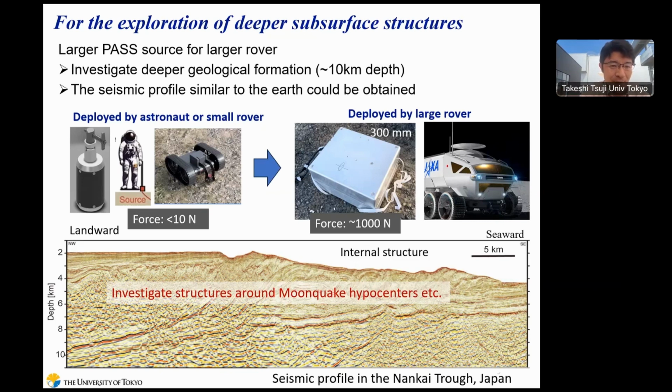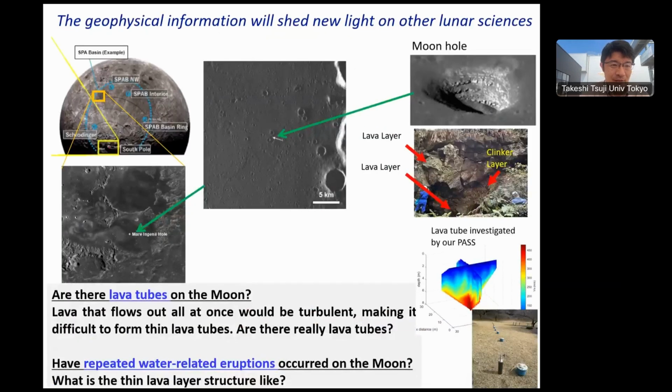Go to the next slide. Maybe the next slide is my final slide. This is another example of the science. My colleague intensively studies the moon hole, where we can observe very clear geological layer structure. But there's a question: is it a lava tube or not? Our seismic tool may contribute to understanding the origin of such layer structure.